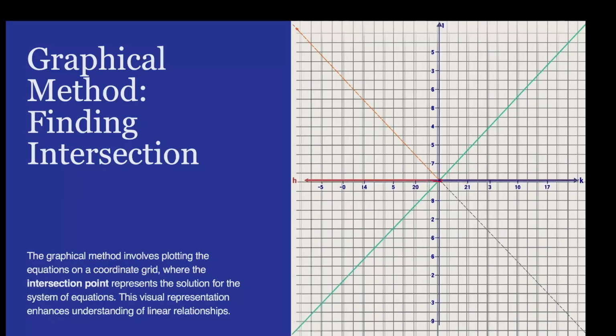For example, here is a system of equations. This intersection represents a set of values that satisfy both equations at the same time. We can see how these two lines are related to each other. They intersect at this point and never intersect again, or they don't overlap. So we gain a clear understanding of linear relationships and the possible types of solutions.